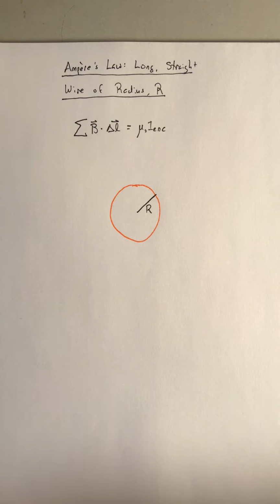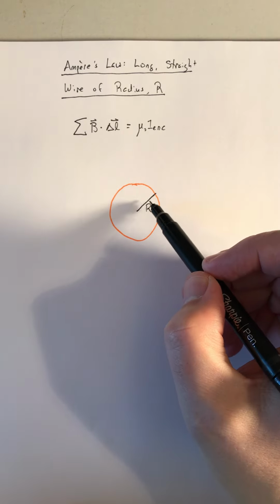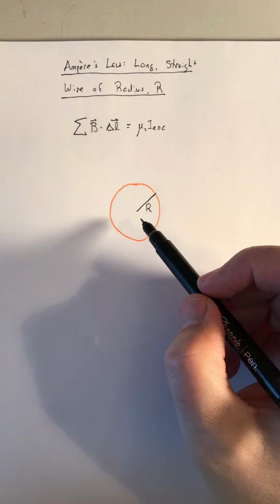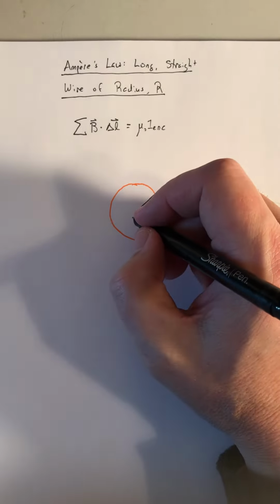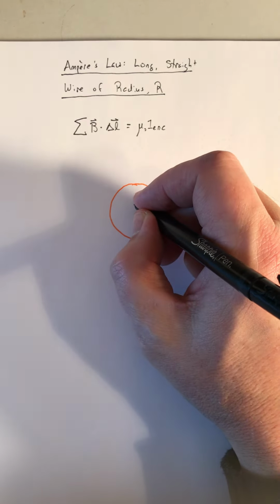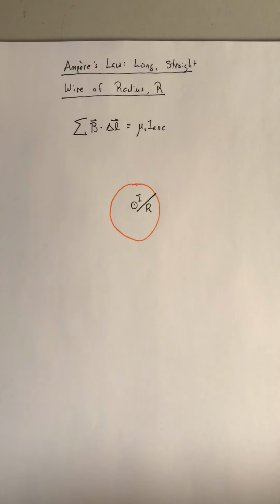All right, we're going to use Ampere's law to find the magnetic field due to a long straight wire, but the wire has an actual radius r. We're going to find the magnetic field inside of the wire and then also outside. And the wire is carrying a uniform current that is coming out of the plane of the page.